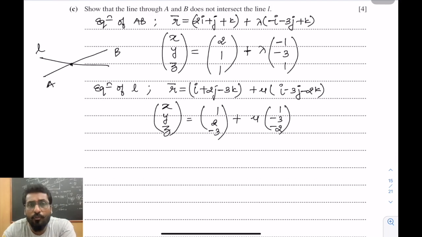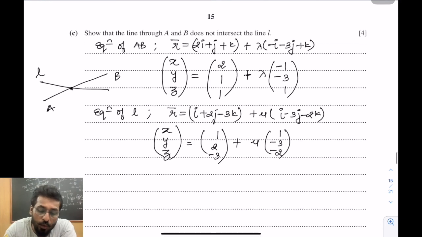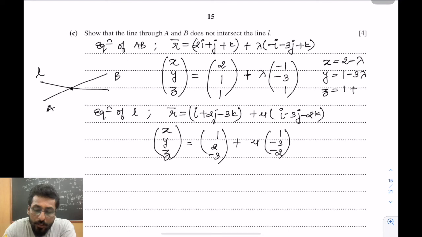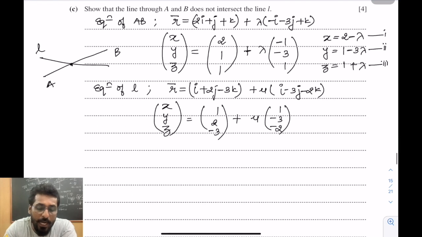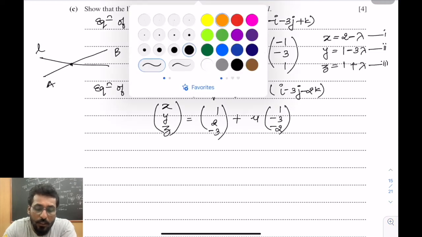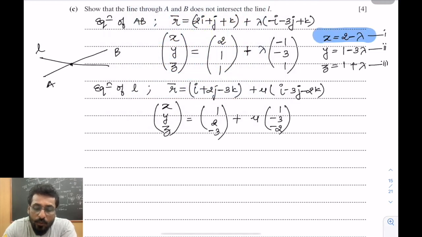So from the first equation, I'm going to get the value of x as what? So I'm going to compare. x is going to be 2 plus lambda into minus 1, that's 2 minus lambda. y is going to be 1 minus 3 lambda. z is going to be 1 plus lambda. So this is equation number 1, equation 2, equation 3. Okay, so I have these three equations, very important ones. Let's quickly shade them.